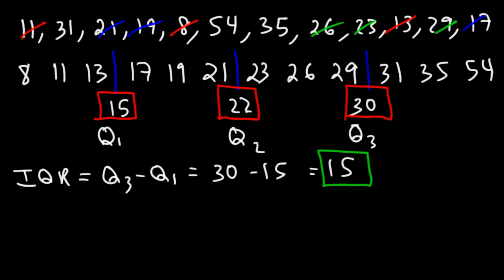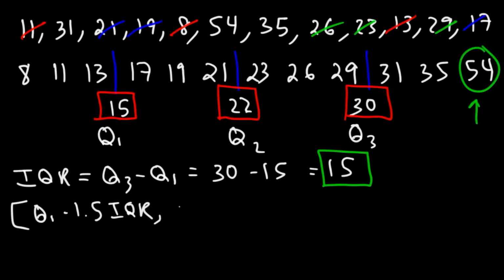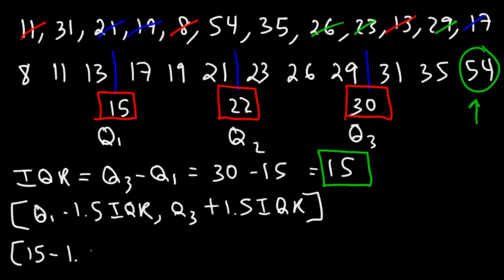Now let's focus on any outliers. 54 seems to be a very high number. Could this be a potential outlier? Let's find out. First, let's write this expression: Q1 minus 1.5 times the IQR value, and then Q3 plus 1.5 times the IQR value. Q1 is 15, and the IQR value is also 15. Q3 is 30.